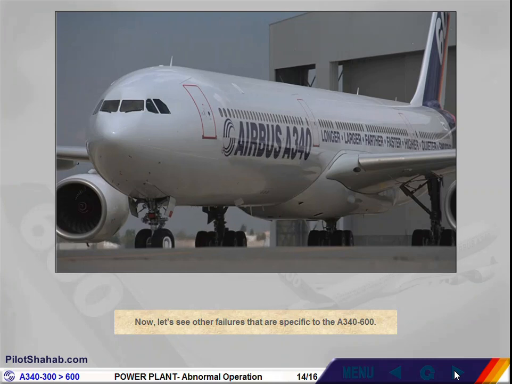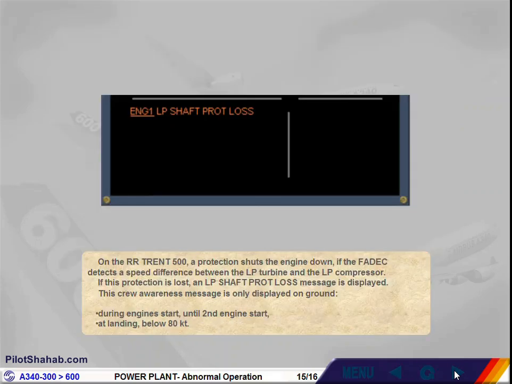Now let's see other failures that are specific to the A340-600. On the Rolls-Royce Trent 500, a protection shuts the engine down if the FADEC detects a speed difference between the low-pressure turbine and the low-pressure compressor. If this protection is lost, an LP shaft protection loss message is displayed. This crew awareness message is only displayed on ground, during engine start until second engine start, and at landing below 80 knots.